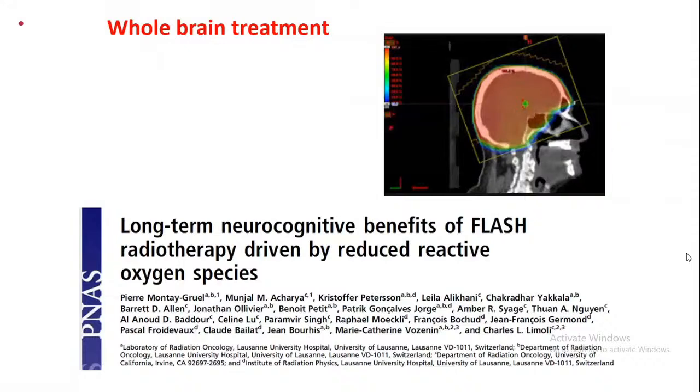So a recent study on mouse shows that the application of ultra-high dose rates of radiation, known as flash, maybe.